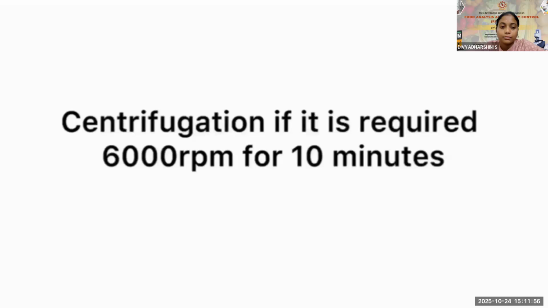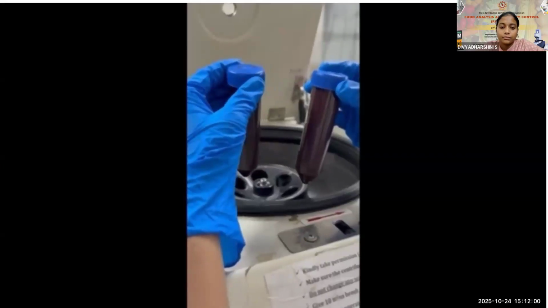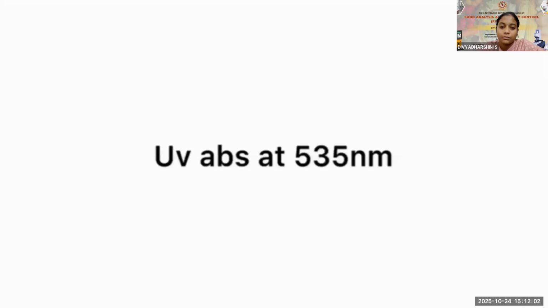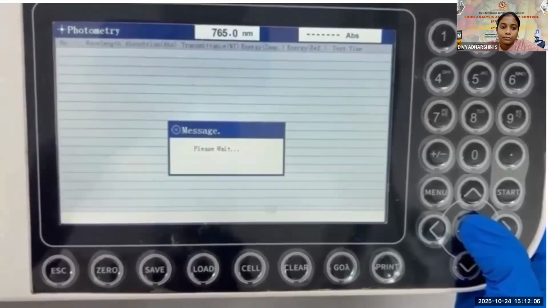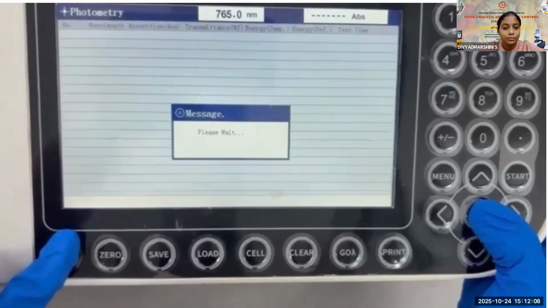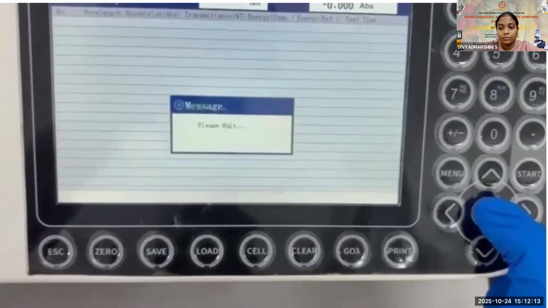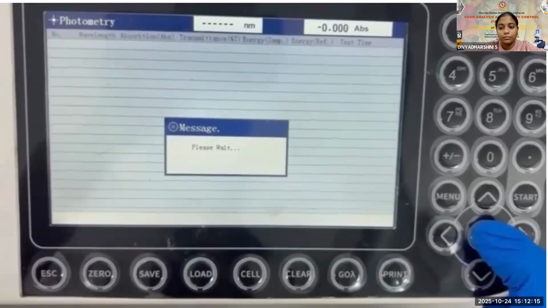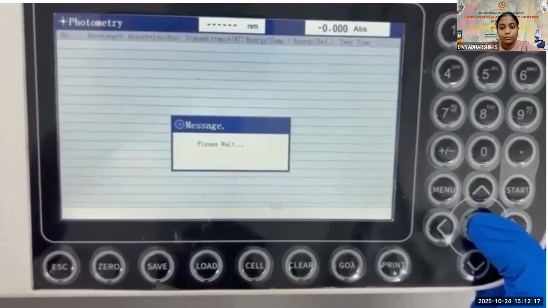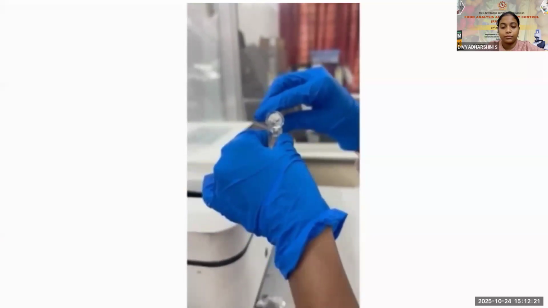So these are the blank, and then centrifugation, if it is required, we will go for 6000 rpm for 10 minutes if any pellets are available in the extract. Then UV absorbance at 535 nanometer. So this is UV spectrophotometry, setting the wavelength at 535 nanometer. So using the blank, we have to zero the absorbance. So I will show you. So blank, then we will be zeroing the absorbance. After that, we will be going for our sample.